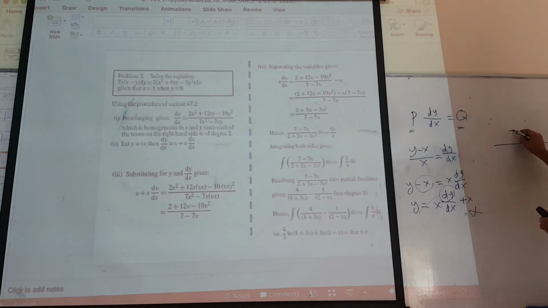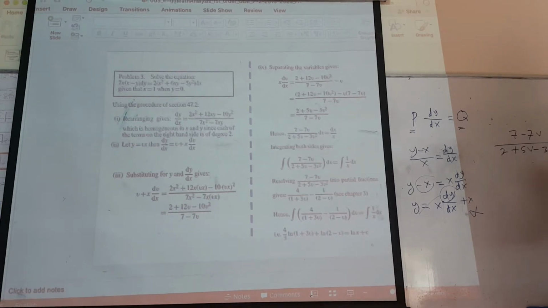You have this one, 7 minus 7v, okay? 2 plus 5v minus 3v squared.